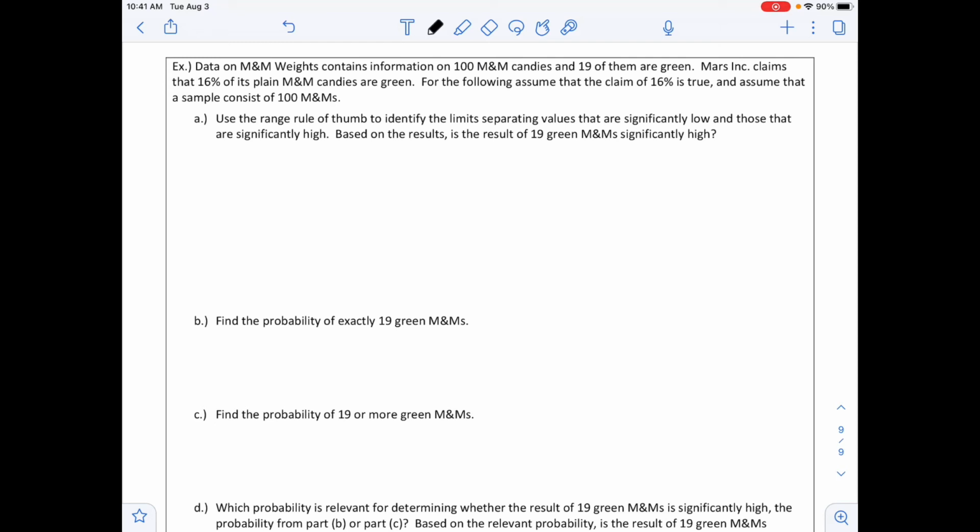So first thing is, this is binomial. We have 100 M&Ms. They are independent of one another. Two different outcomes. It's either green or not green for this case.